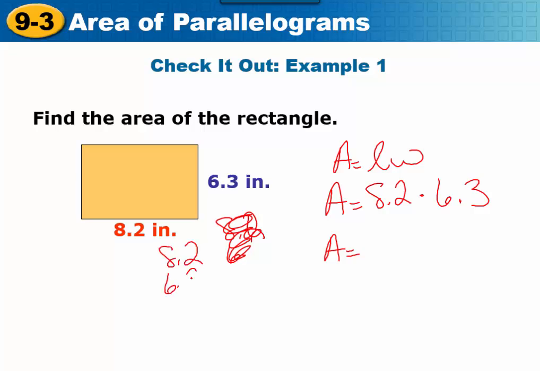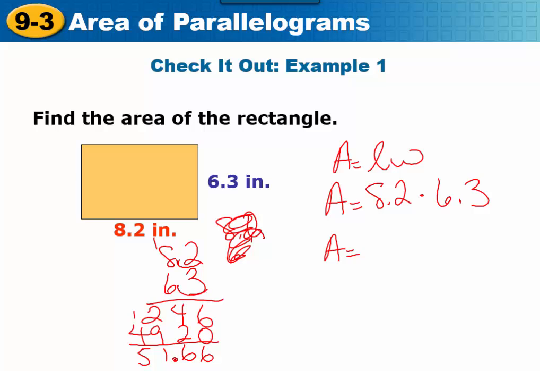8.2 and 6.3. So 3 and 2 make 6. 3 and 8 make 24. Okay, I move over a spot. 6 and 2 make 12. 6 and 8 make 48, plus 1 gives me 49. So when I add that together, I get 6, 6, 9, 10, 11, 51.6 or 51.66. I've got one place here, one place here. So my answer is 51.66.